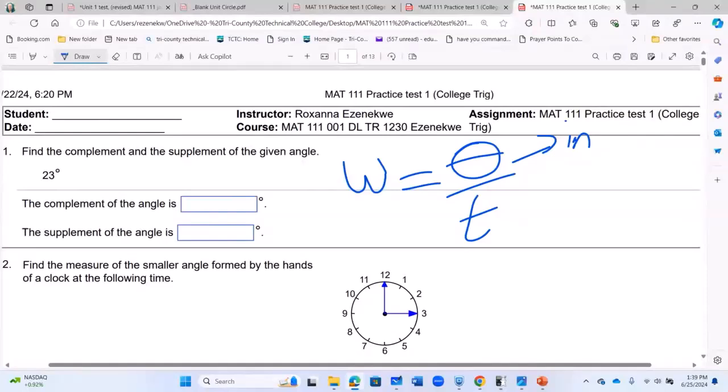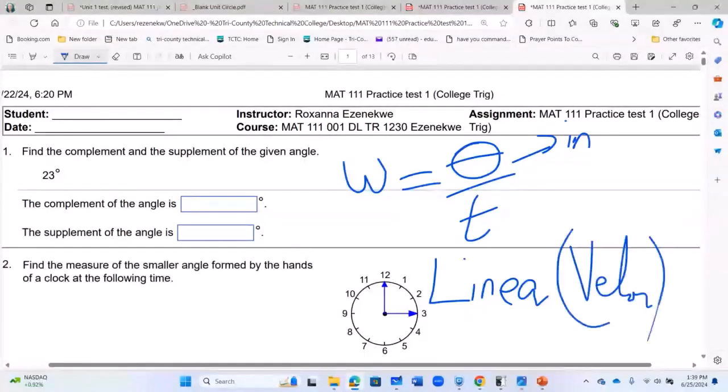Okay, and then the linear speed. Whenever you're asked about linear speed, it's just like velocity. Let me say what it means, but it's not in this test. It's going to be in test number 2. But because it's in Unit 1, I want to say what it is.